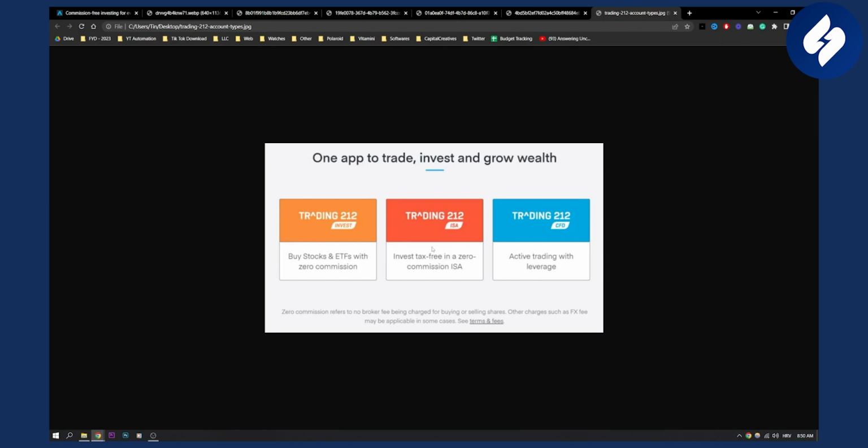Now, keep in mind that obviously you will have to read all the terms of service and stuff like that, but that's pretty much how you can set up an ISA account on Trading 212.